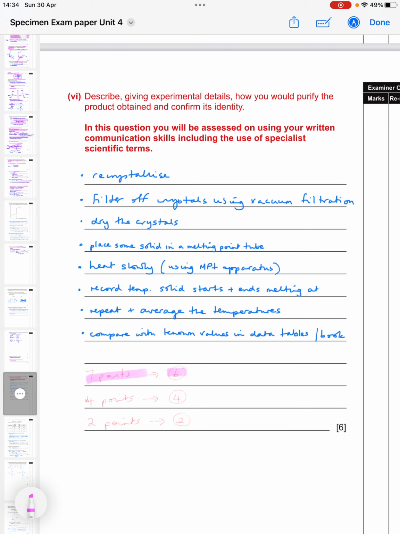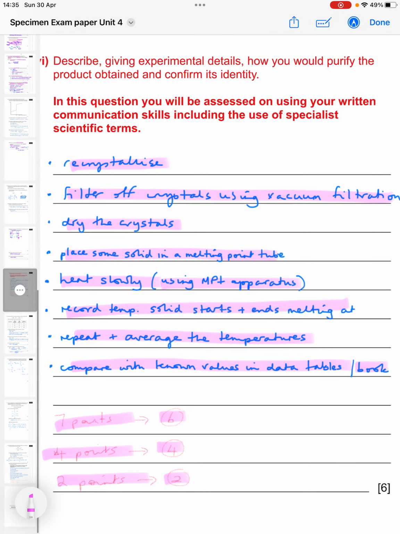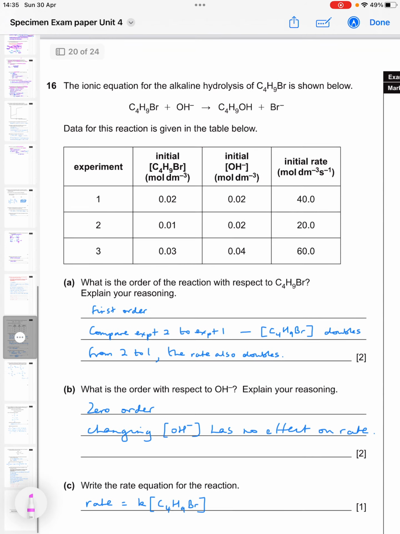Now, this is a longer question, a 6-marker. So the way it was marked, to get 6 marks, you had to get 7 indicative points. 4 marks was for 4, and 2 marks for 2 points. So describe how you purify the product obtained and confirm its identity. So you would first of all have to recrystallize, then filter off the crystals using vacuum filtration, dry the crystals, place some solid in a melting point tube, heat it slowly using the melting point apparatus, record the temperature the solid starts and ends melting at, then repeat and average the temperatures, and then compare with known values in data tables or a data book.